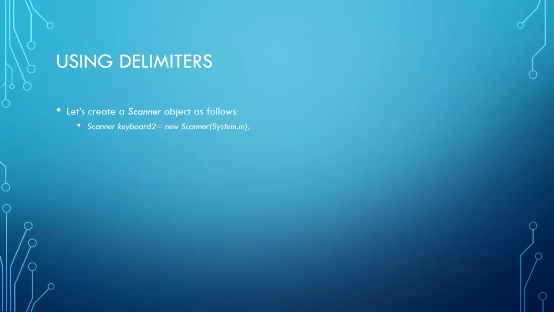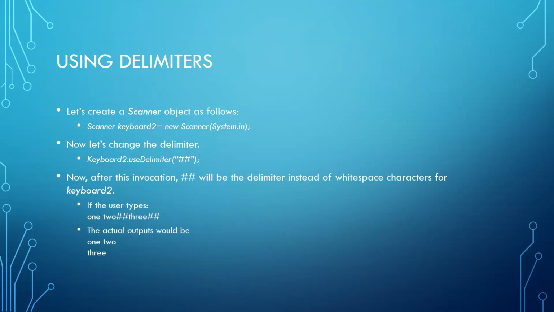So let's create a Scanner object as follows. Scanner keyboard2 equals new Scanner(System.in). Now let's change the delimiter. keyboard2.useDelimiter("##"), pound or hash or octothorpe, whatever you want to call it. Now after this invocation, the double hash is going to be the delimiter instead of our default whitespace character that we're using for keyboard2.